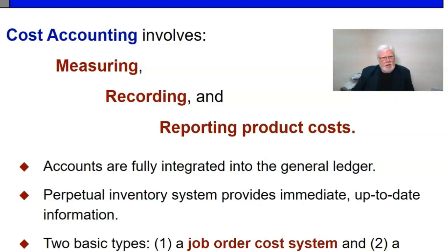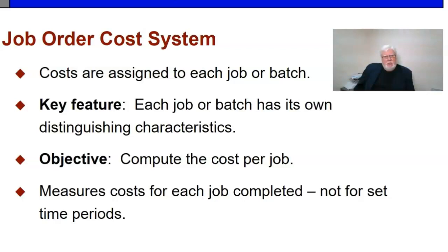Now, when we talk about cost accounting systems, there are two basic extremes, one called the job order costing system, and the other called a process costing system. Now, it depends on the type of manufacturing activity that is going on. Some companies have both systems working at the same time, but we're going to feature the job order costing system.